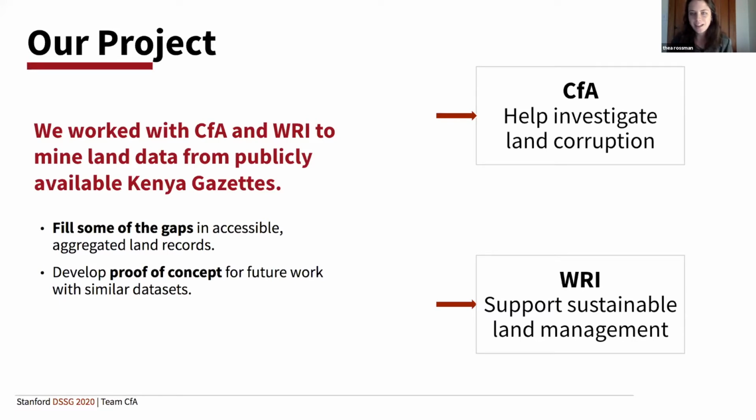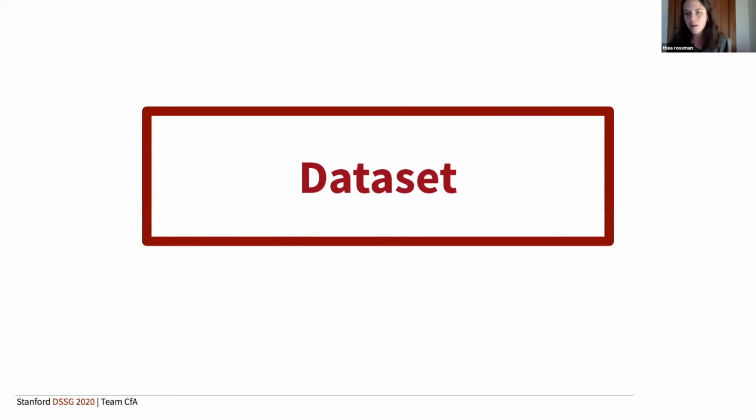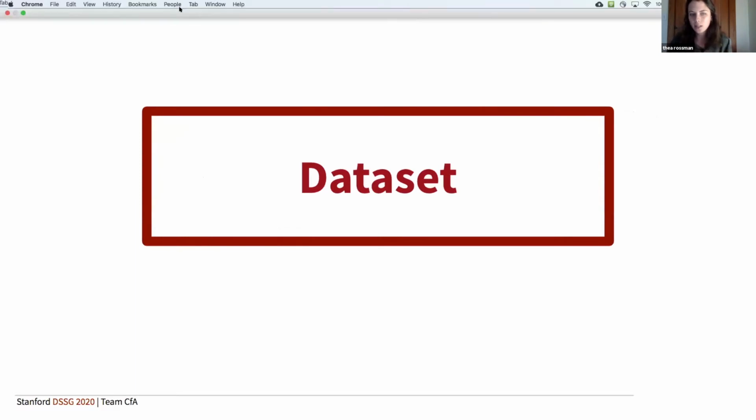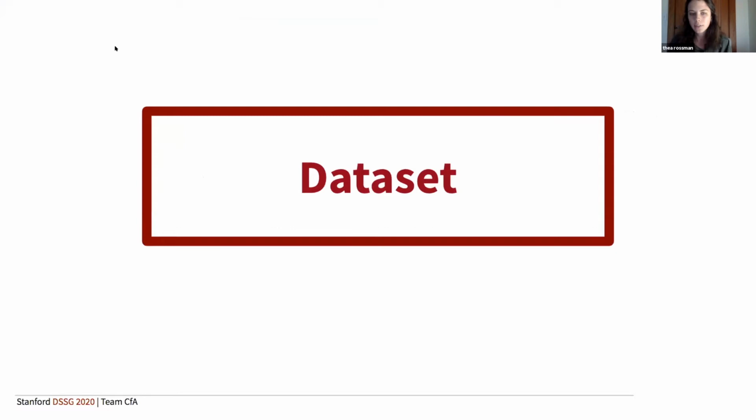So our data set, which Robbie is going to talk a lot more about, represents a relatively small sliver of information about Kenya's land, about who owns or leases it, and about how it's used, which CfA and WRI believe can help to fill some of the gaps that currently exist. It comes from the fact that transparency laws require that the government issue certain notices to the public, and that these sometimes mention land ownership information. However, these data are currently buried in thousands of pages of PDFs, and so our project goal is to extract and structure that information so that it can be merged with other databases.